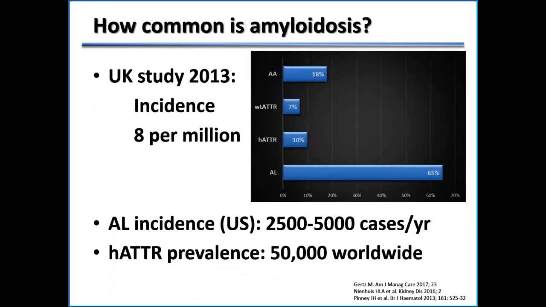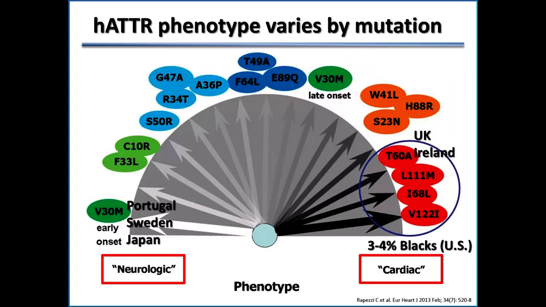How common is this? In a United Kingdom study in 2013, the incidence was about 8 per million, and in the United States, it's about 1,200 to 5,000 cases a year for light chain amyloid. The hereditary ATTR prevalence is about 50,000 cases worldwide. So it's probably more common than we think. I mean, it's not something you see every day, but it's common enough that we're going to see quite a bit of it.